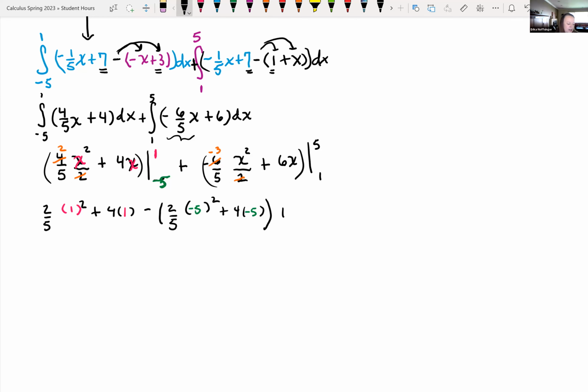So going to the second integral, we're plugging in the upper bound. So we have plus, coefficient is -3/5. Plugging in our upper bound of +5. So I have 5 squared plus 6 times 5, minus plugging in our lower bound of 1. So we have -3/5 all times 1 squared plus 6 times 1.